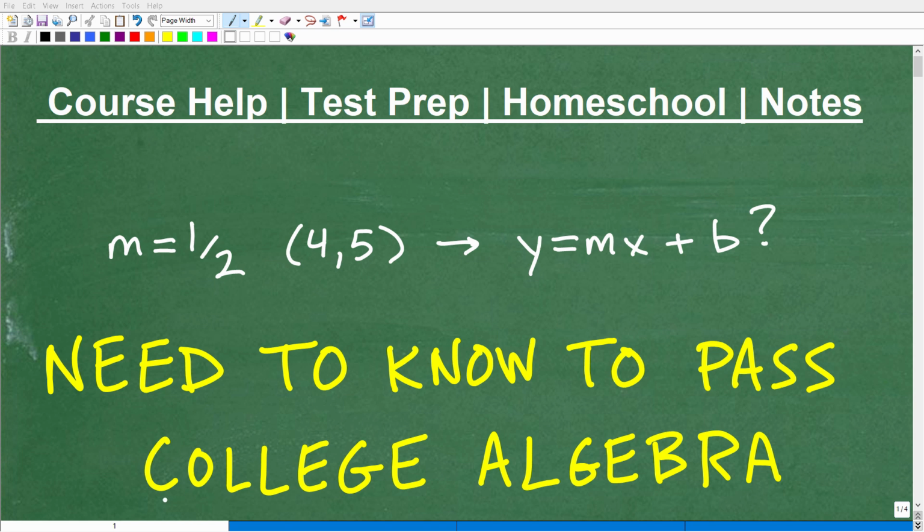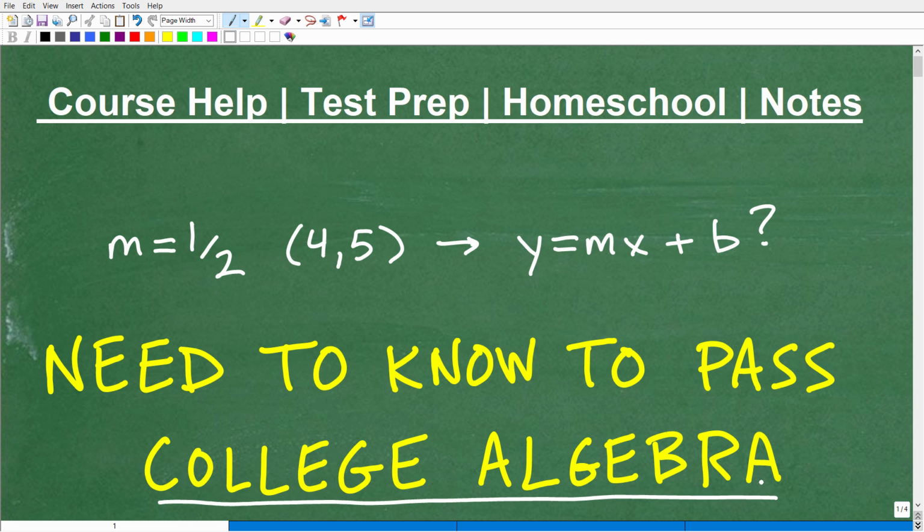Okay, so if you're taking college algebra, maybe you're taking it right now or you're planning to take it, you absolutely need to know how to do a problem like this. Matter of fact, this kind of goes for any kind of algebra course out there, even Algebra 1, Algebra 2, intermediate algebra, introductory algebra, it doesn't make a difference.